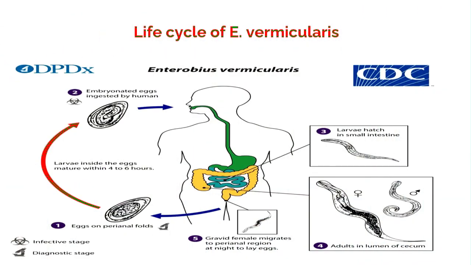So this is the life cycle of Enterobius vermicularis, as you see. It begins with external foods and embryonated eggs ingested by the human, and the larvae hatch in the small intestine, and the adults become male and female and live in the lumen of the cecum.